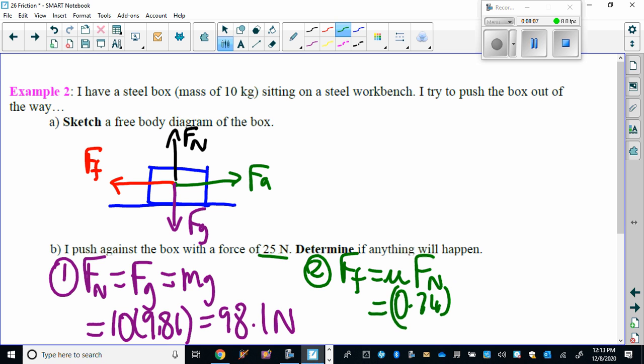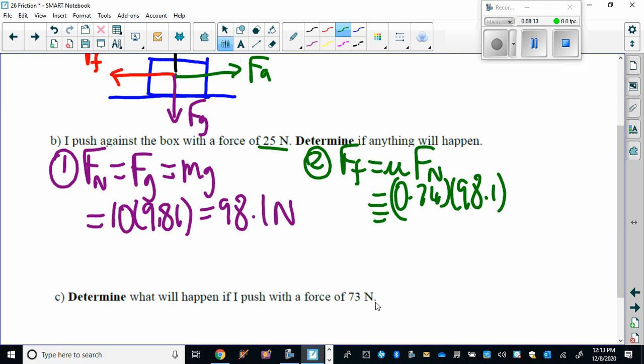0.74 multiplied by the normal force, and we're going to get an answer of 72.52 newtons. Okay, so that's the amount of friction force there is. Is this 25 newtons going to be enough? No, not even close. So in other words, determine if anything will happen. The answer is no, nothing will happen. You need way more force.